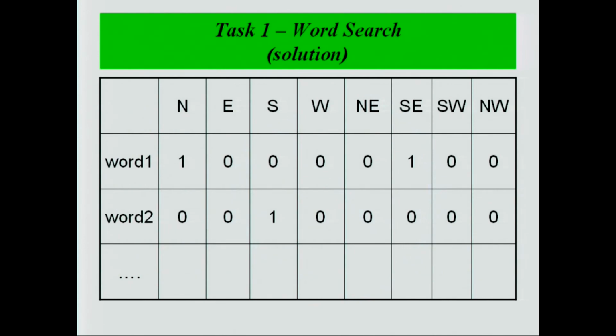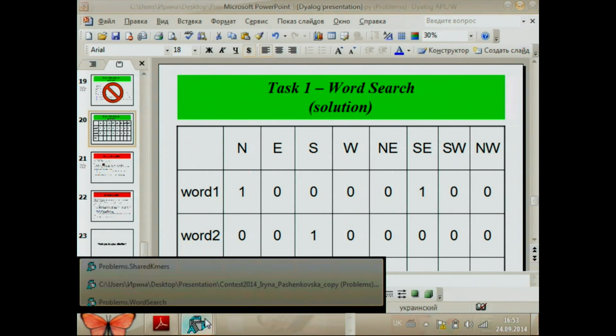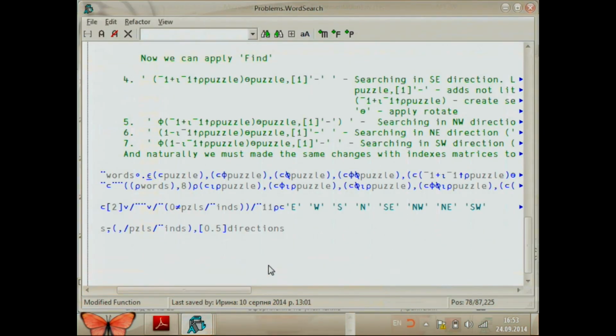So what I did instead, I created matrices of all 8 directions, and applied an include to each word. So I made it in 1-2 lines of code. I didn't put it in my slide, but I can show you. Well, these are the 2 lines.